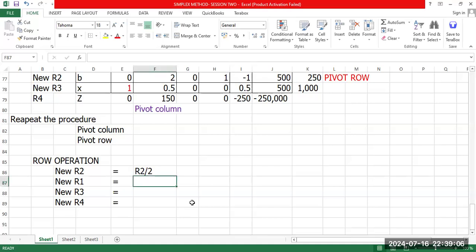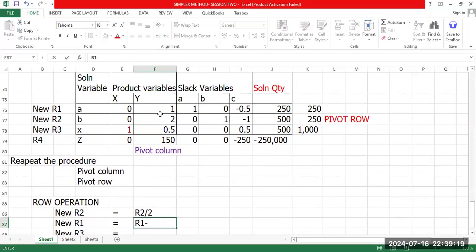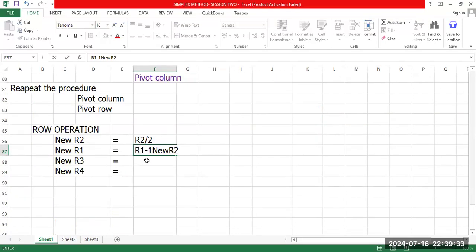Which formula can we write here? Row 1 minus the figure you want to change times new row 2. Times the pivot row, which is new row 2. Perfect. Another person is telling me the formula for new row 3.